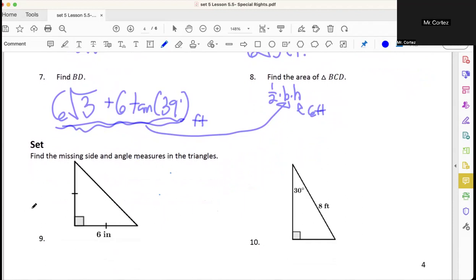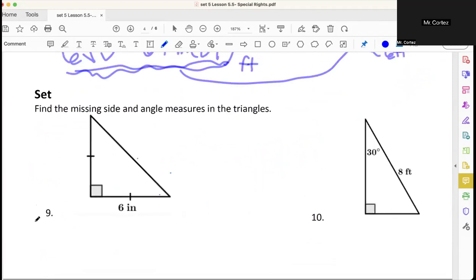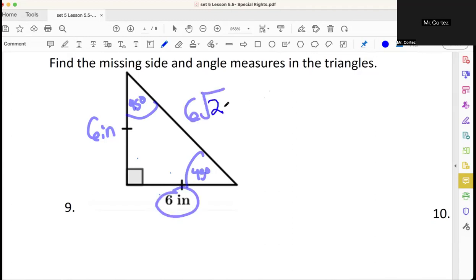Moving on, the set really hits home on the 30, 60, 90 ideas that were at play in the classwork. So to me, when I look at this, I know it's some kind of triangle, but what kind of triangle do you think it is? Hopefully you said it was an isosceles, where this is also 6 inches, or maybe you said it was 45, 45, 90. Find missing side and angle measures. Again, this is 45, 45, 90. So the hypotenuse is just this times √2. Naturally, keep the units there as well.